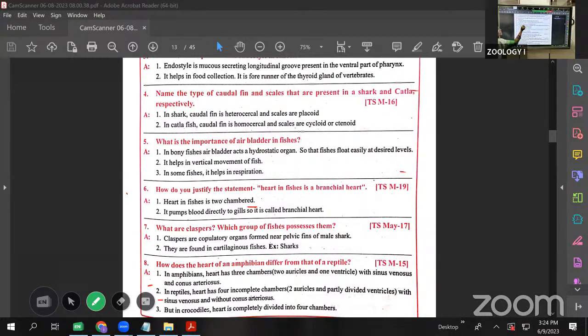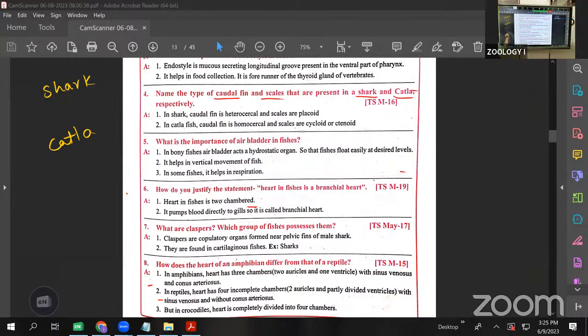The caudal fin and scales that are present in the shark and the catla. In the shark and catla, which type of scales are present? Which caudal fin is there? We are going to discuss. See this one. The two fishes: the first one is called a shark, the second one is the catla. In these two fishes, what's the difference in the caudal fin and the scales?